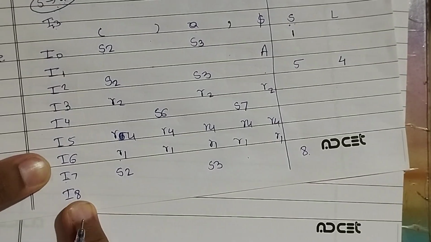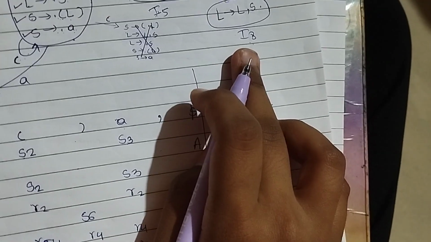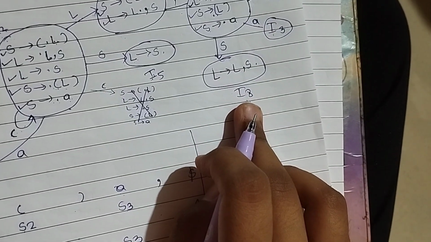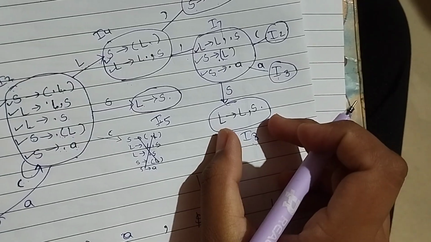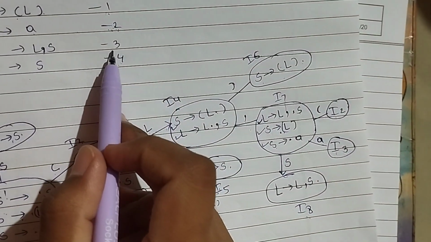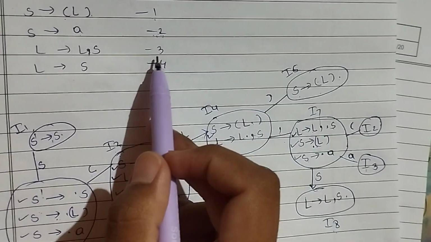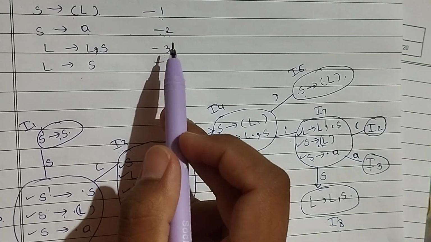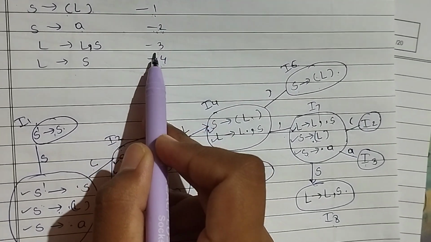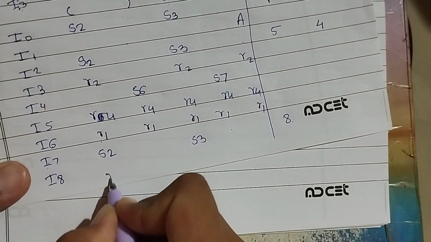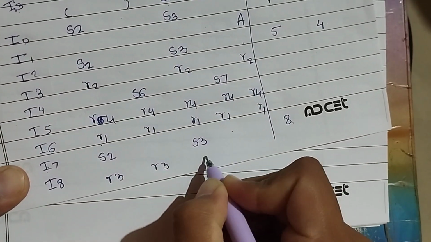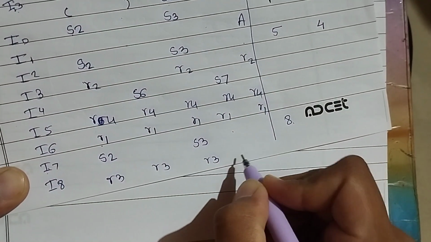Next is I8. I8 is an acceptance state, and this grammar is present at the third number. So we perform reduce, meaning R3, and we write R3, R3, R3.